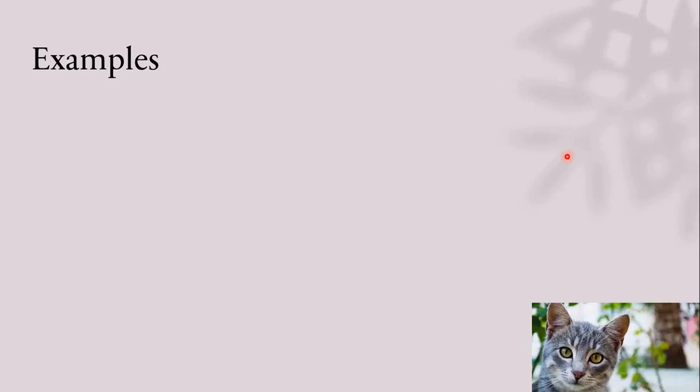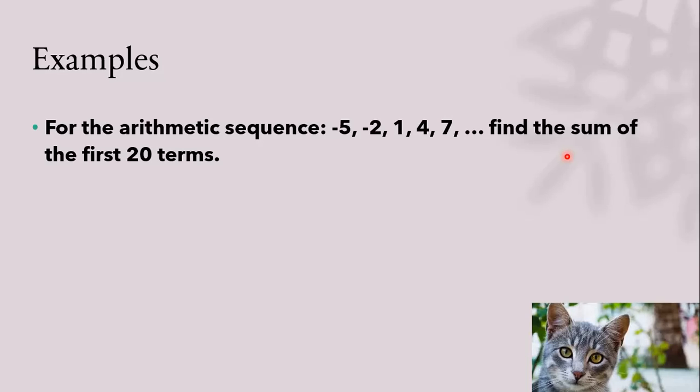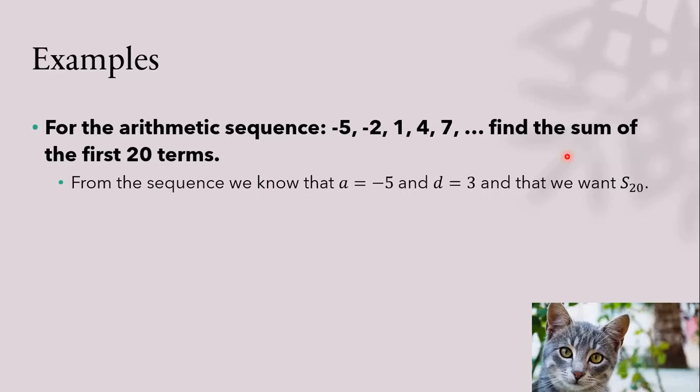Next example. For the arithmetic sequence minus 5, minus 2, 1, 4, 7, find the sum of the first 20 terms. From the sequence, we know that a equals minus 5, d equals 3, and we want S of 20.